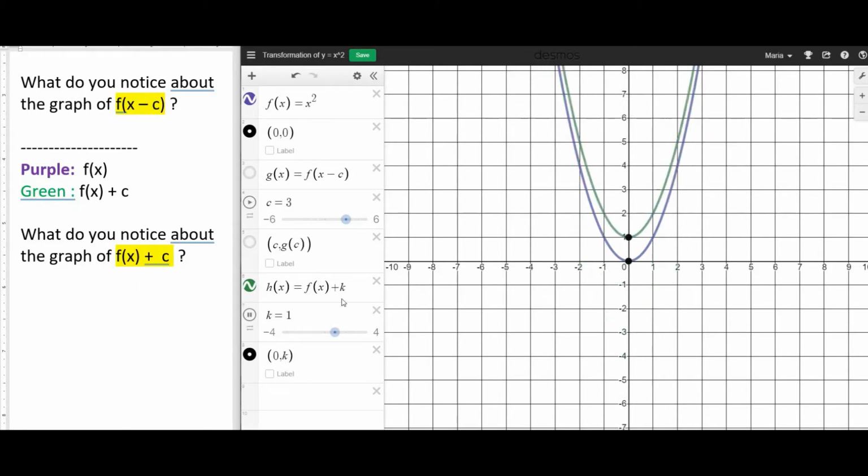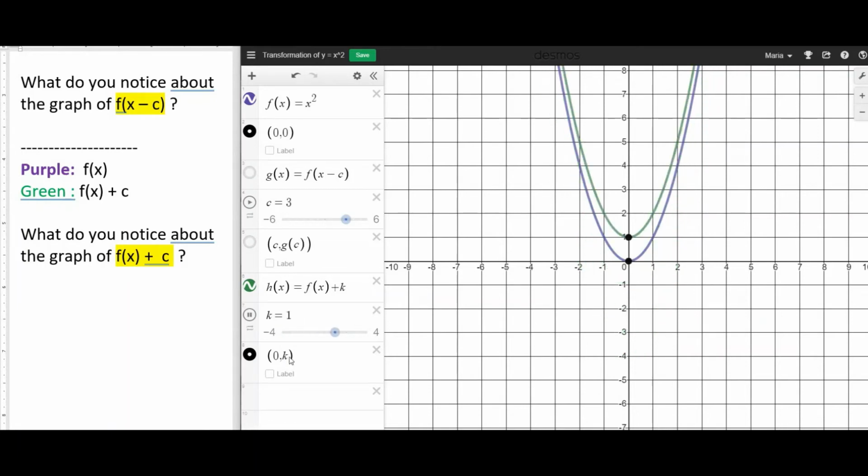Okay. So now again, what do you notice about the transformation of the graph? When we were applying transformations of the form f of x minus c, we had a horizontal shifting. We went side to side. But now that we have f of x plus c, we have a vertical shift.